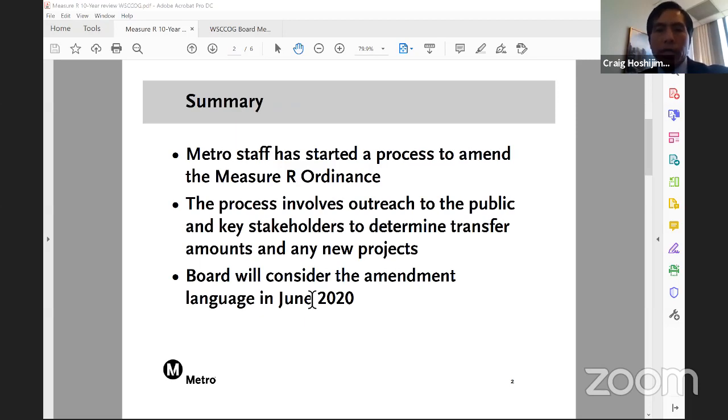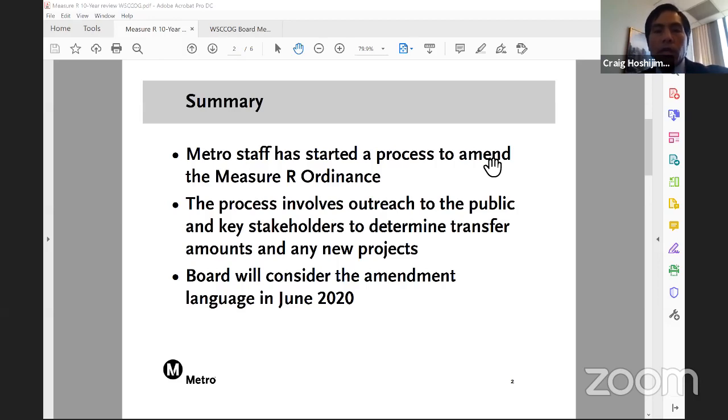So Measure R is, of course, a countywide sales tax ordinance that funds specific transportation projects, and it was approved in 2008. It has a provision that Metro can amend the ordinance to allow for transfers between highway uses and transit uses, and this transfer can only happen once every 10 years. The 10-year time frame is coming up, and we've initiated a process to take input to see if stakeholders desire a transfer, and then to put that to the board this summer.